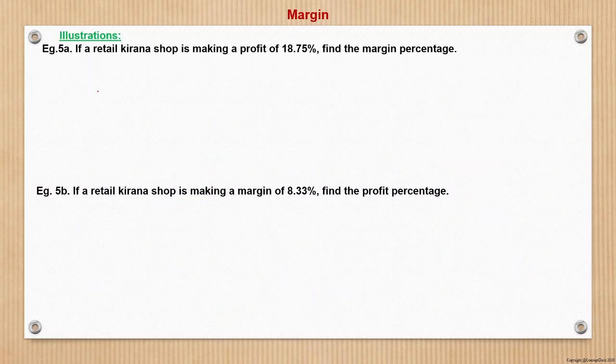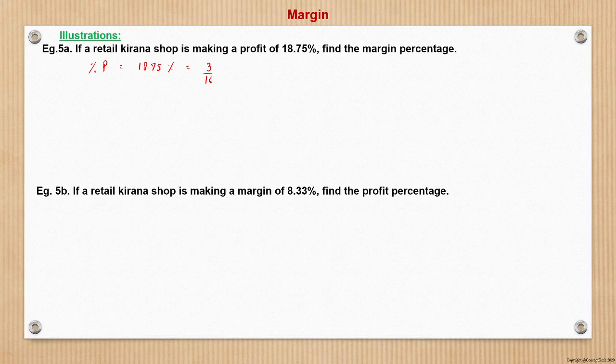So this is a stark difference between percentage profit and percentage margin. Let us look at illustration 5a. It says that if a retail kirana shop is making a profit of 18.75%, find the margin percentage. So let us see here. Percentage profit is given as 18.75%, right? So 18.75 is nothing but 3 by 16. This we should remember actually. This is a very important percentage to fraction conversion. This we have discussed in the percentage chapter. Those who want to see, you may refer to our discussions on percentage part 1.